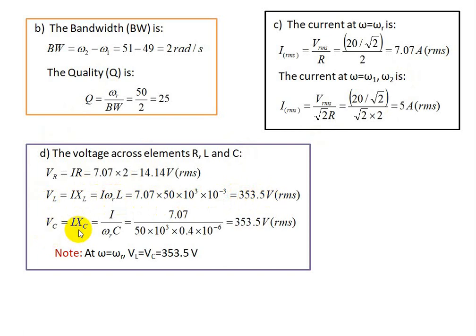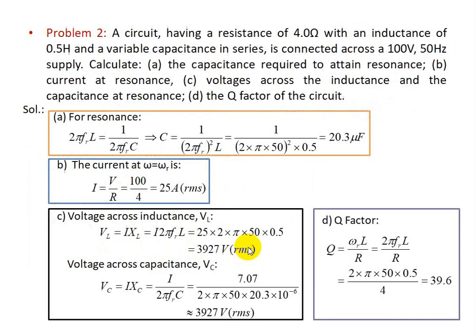So VC is I into XC. This will be equal to I by omega r into C. Substitute all the values. So we get VC as 353.5 volts. So from this we can understand that at resonance VL is the same as VC, that is both are the same. Their value is 353.5 volts.